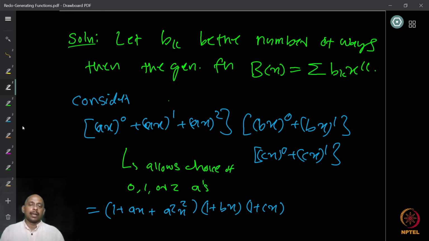So therefore, I can substitute for a to be 1. I take the product (1 plus ax plus a square x square)(1 plus bx)(1 plus cx). And in this product, let me put a equal to 1, b equal to 1, and c equal to 1. So that says that I'm choosing 2 from the first part, 1 from the second part, 1 from the third part, or 2 from the first part, 0 copies of b from the second part, and so on. Which is choosing 1. This will tell you the number of choices.